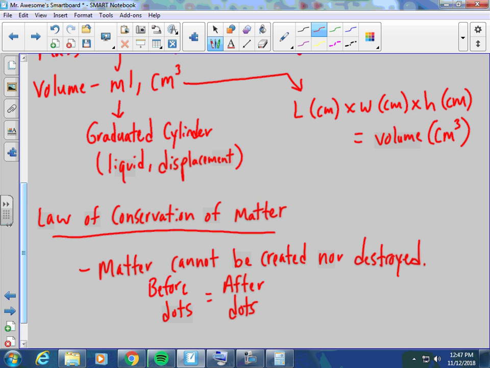What's that? Meaning they had no beginning or end? If we had 5 particles to start with, we can rearrange them, we can change them different ways, but we should still have 5 particles, 5 dots at the end, right?